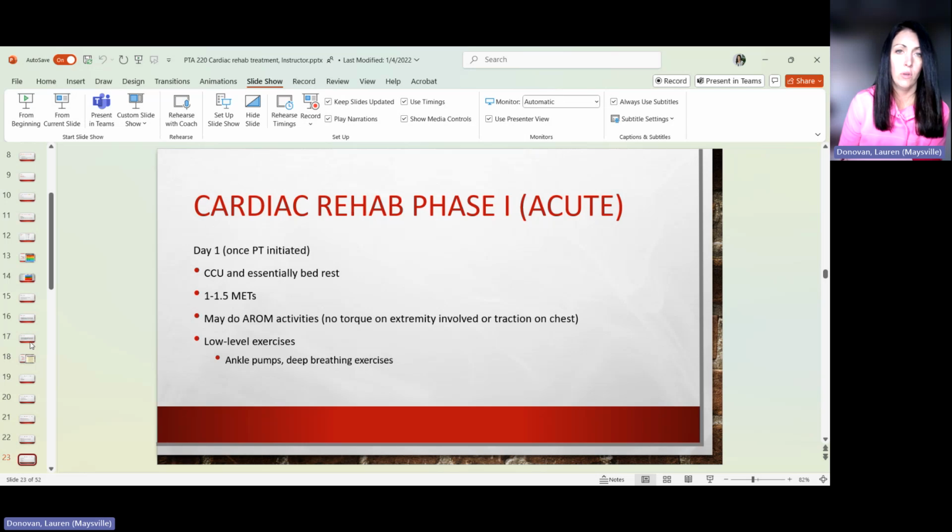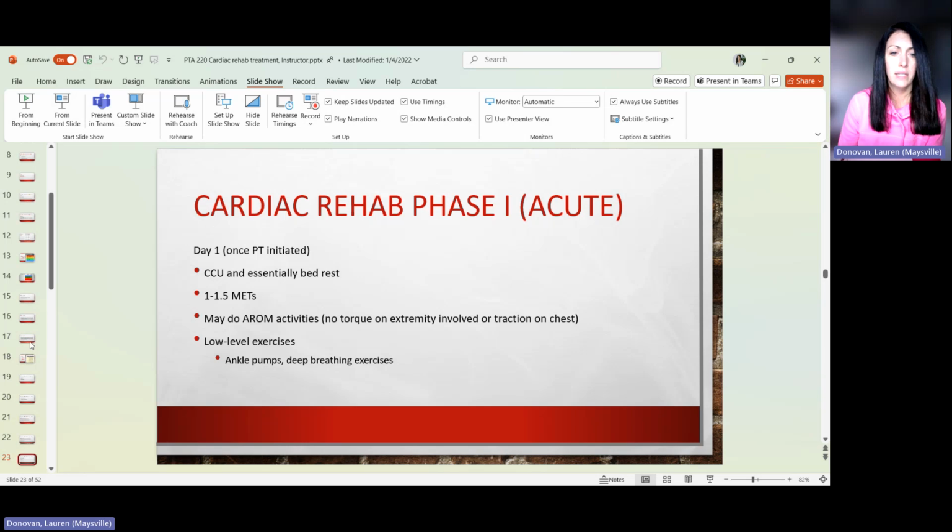And then, they're more than likely going to be in the critical care unit, the CCU. It could also be an intensive care unit, like an ICU, depending on the hospital. And essentially they are on bed rest. So you're only going to be allowed to do between 1 to 1.5 METs. If you go back to that chart, not table, then you'll know what I'm talking about, and you can compare each value with that. You can do active range of motion activities but no torque on extremity involved or traction on chest. So no resistance and nothing that's going to put increased pressure at the chest. So no upper extremity involvement, especially.